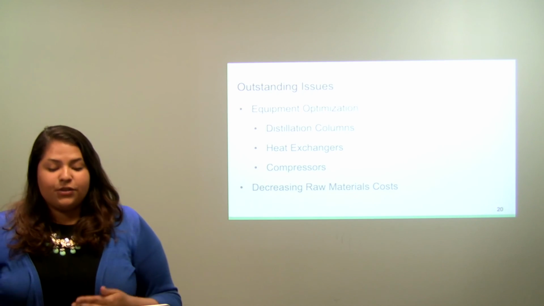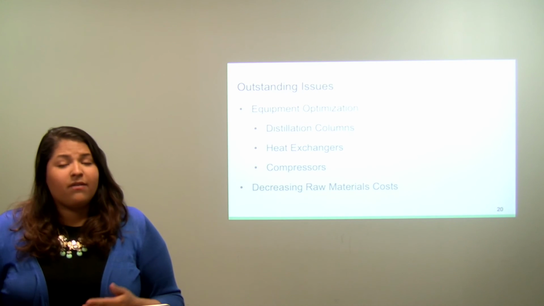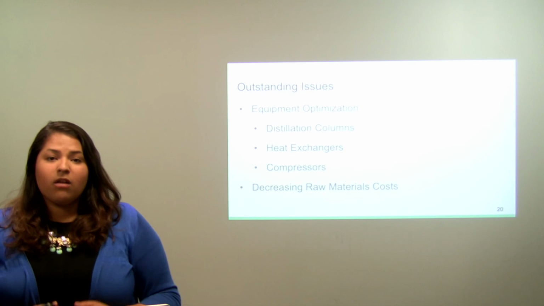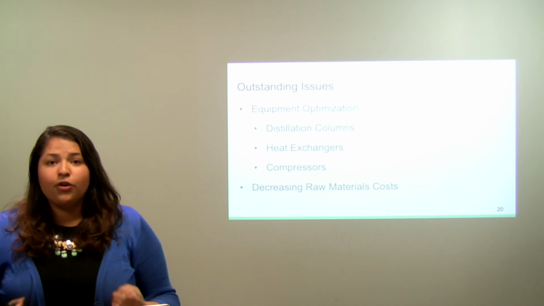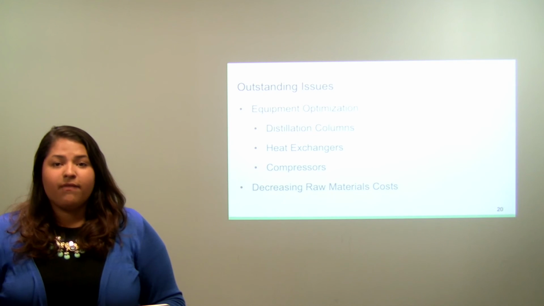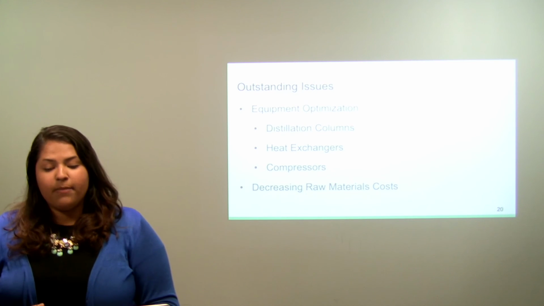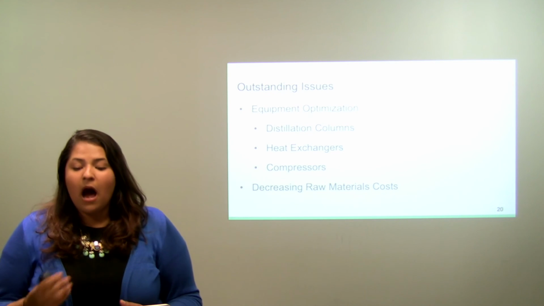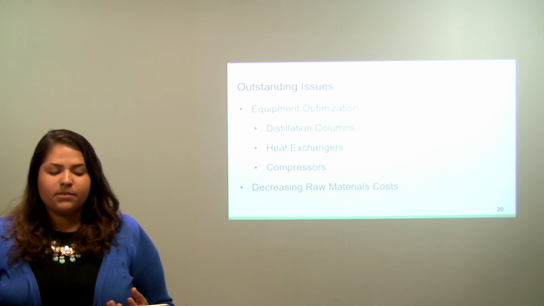The size and duties to run some of the equipment are very high. The distillation columns, for example, have a very large diameter, something that is too big, and that is caused by the vapor volumetric flow rate. So we would need to do additional research to figure out how we can optimize those distillation columns.